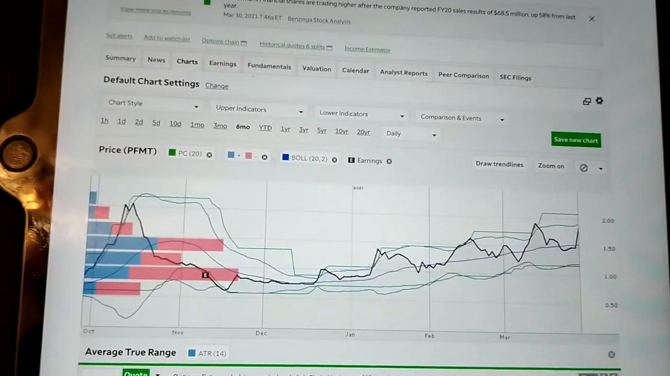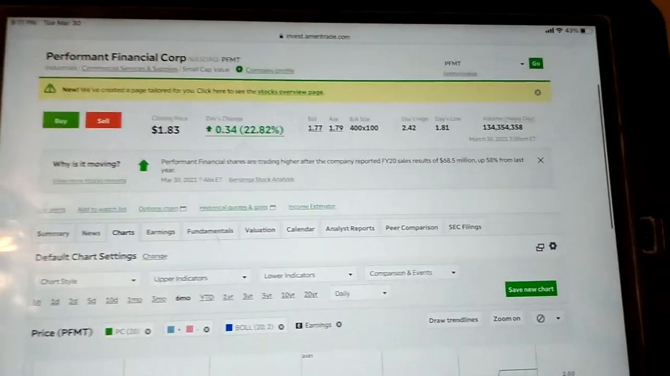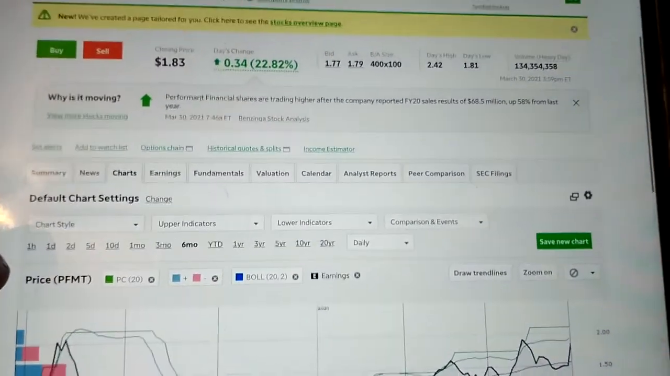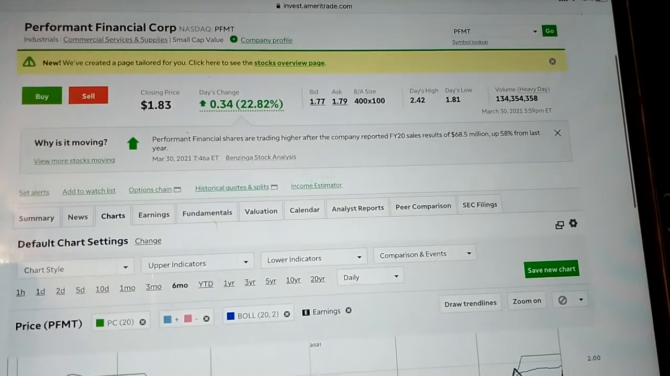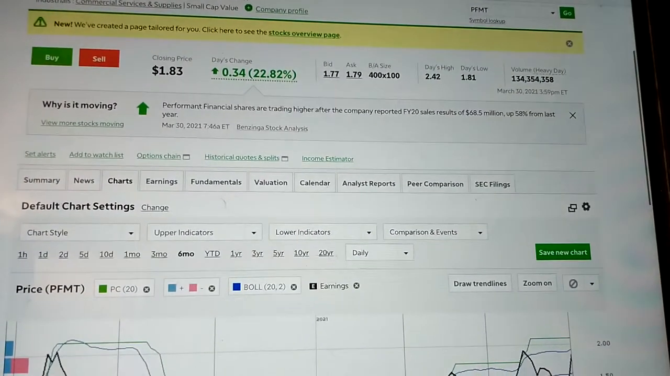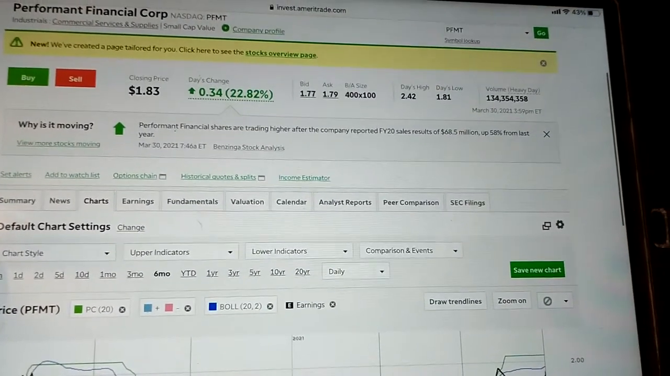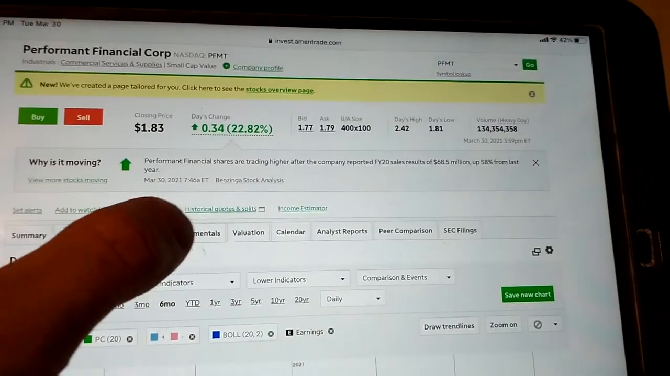So I don't know. But like I said, that one is up 22.82%. Now, I would not say now is the time to buy. I would expect this thing to probably drop off. Stocks tend to have a sell off, especially after they beat their earnings and are up 58% from last year. So obviously this company's making money and it's going places.